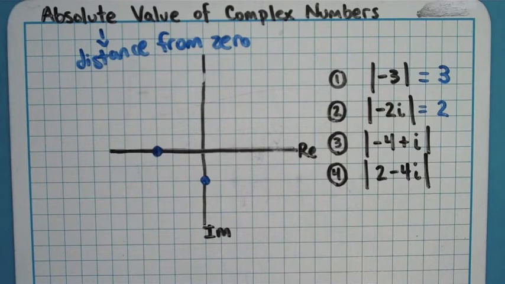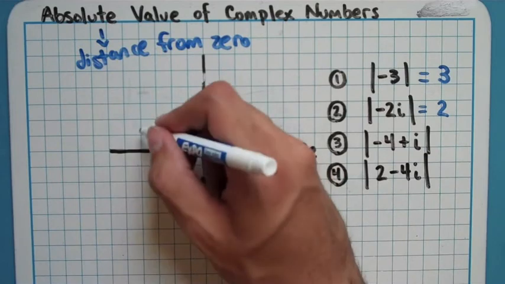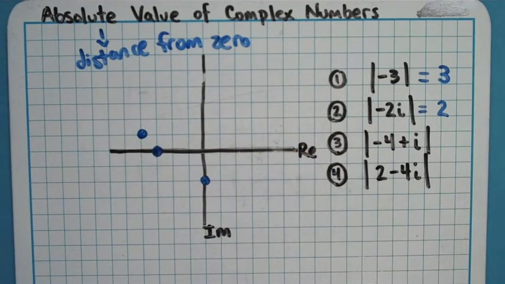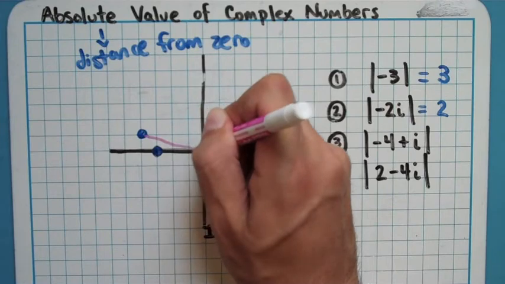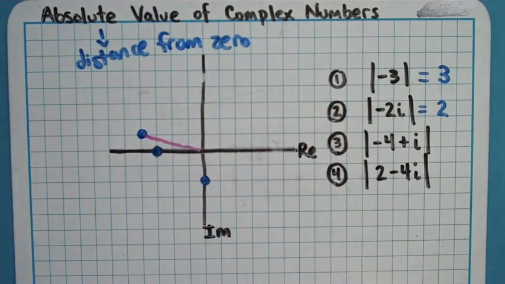So my third problem, I have -4 plus i. I'm going to plot that. -1, 2, 3, 4, plus i is right there. Now I want to know how far away that dot is from zero, which is basically this pink line right here. That pink distance. Well, this is going to go back to geometry for you guys.